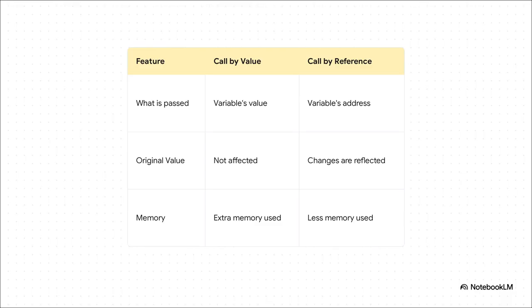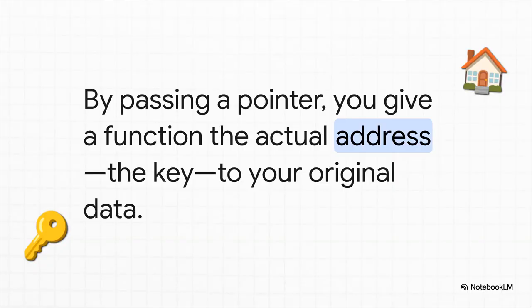The default way, called call by value, is like sending a photocopy of your data to the function. The function can scribble all over that copy, but your original is totally safe, completely untouched. But with call by reference, you don't send a copy. Oh no, you send the actual address of the data. You send a pointer.